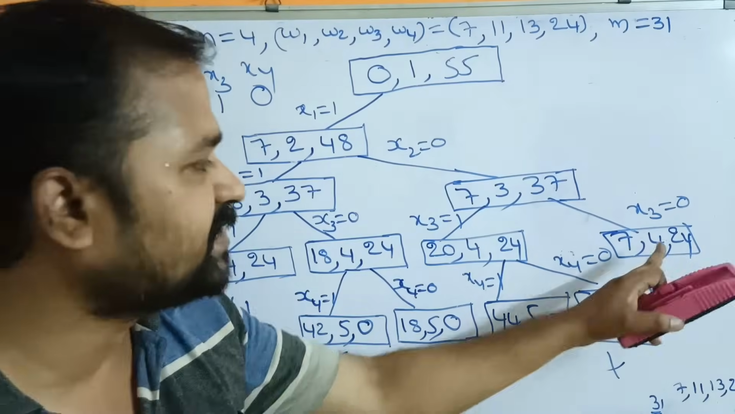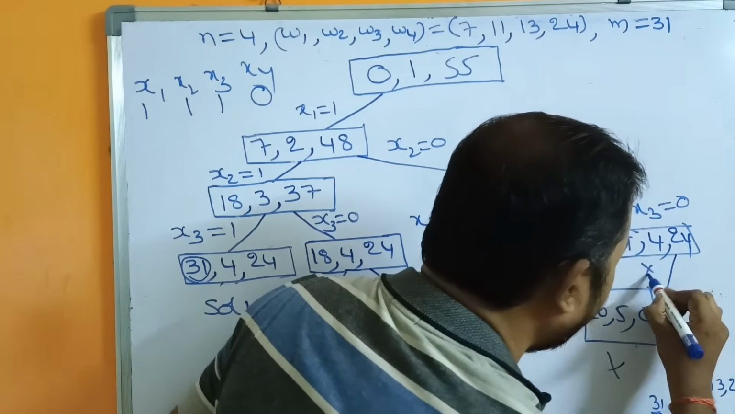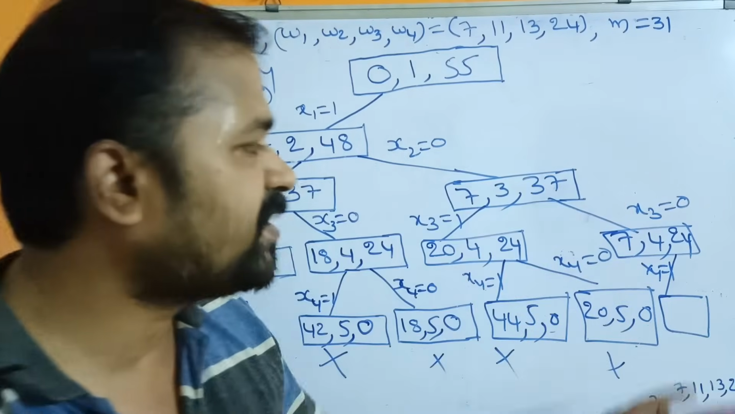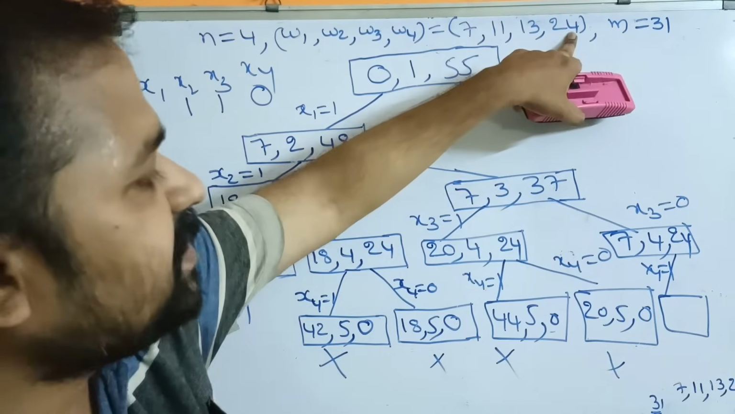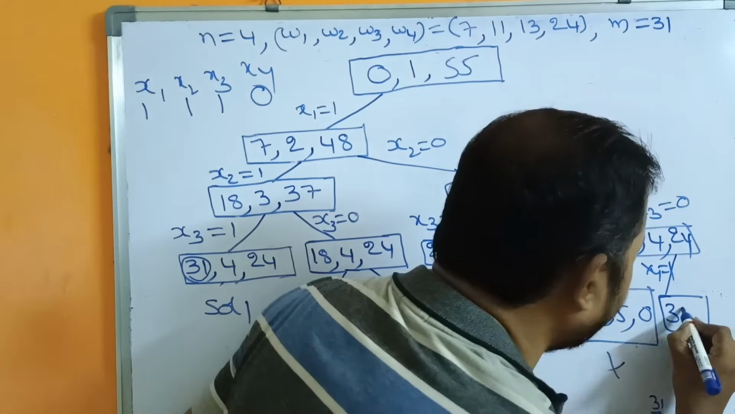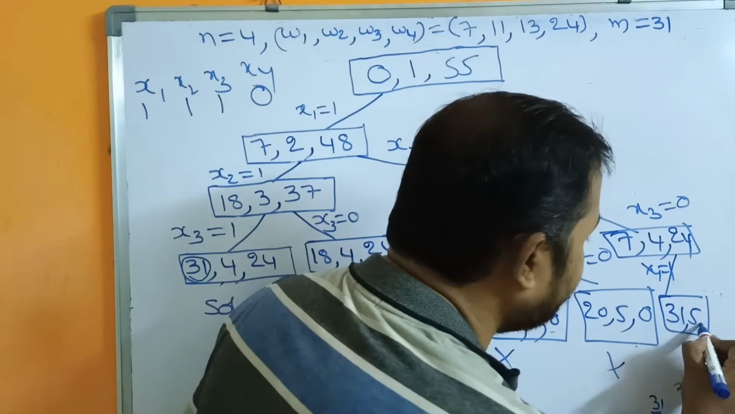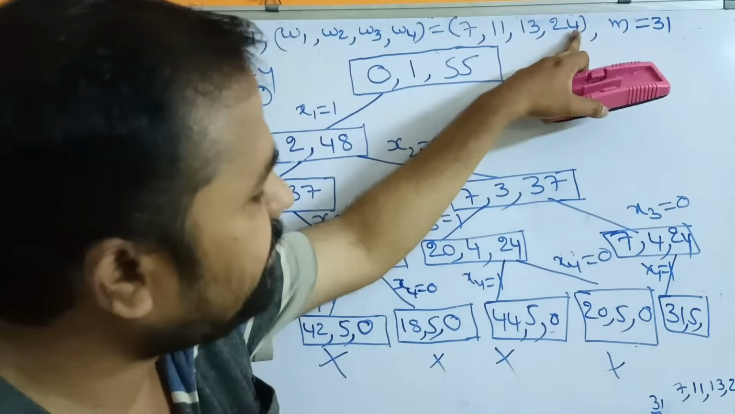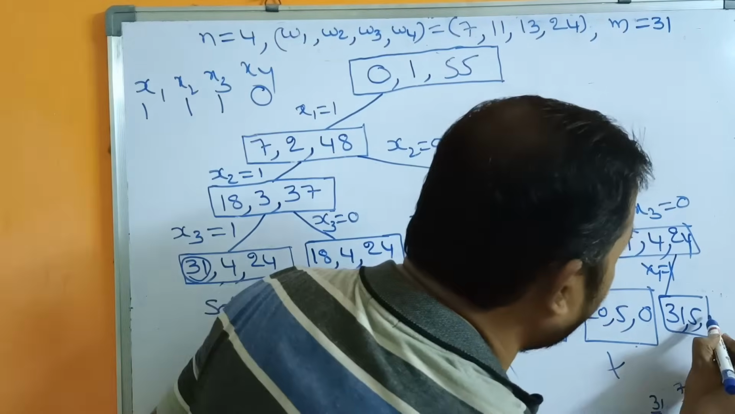Now we have to explore this node. So the x4 value may be either 1 or 0. Let x4 is equal to 1. 1 means we are considering the fourth object. What is the fourth object weight? 24. So 24 should be added to this 7. That means 31, so 31 comma. Next we need to perform the operation on the fifth object, so 5 comma. Next we have to subtract this 24 from this 24. So 24 minus 24 means what?